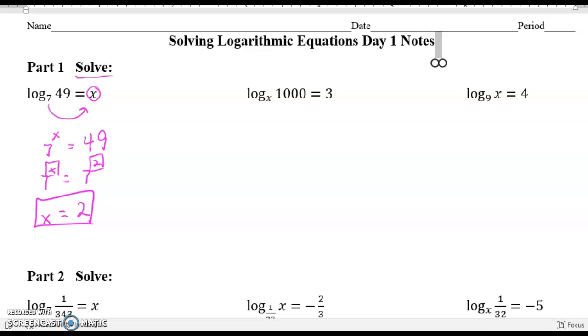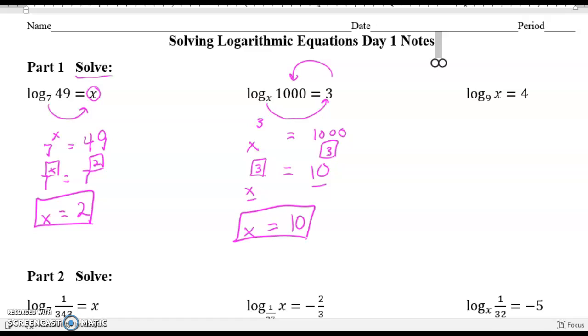Same thing, only the x is in a different position this time. We have x to the 3rd power equals 1,000. If you don't know it's 10 to the 3rd, then rewrite 1,000 as 10 to the 3rd. Now this one, when the exponents are equal, the bases have to be equal. So x is equal to 10.